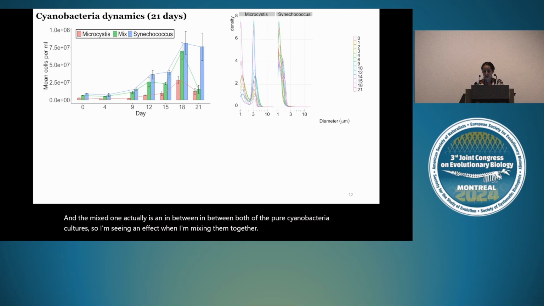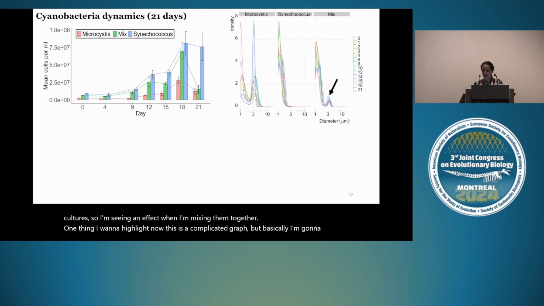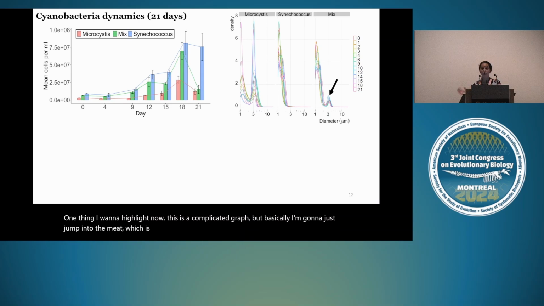One thing I want to highlight, and this is a complicated graph, but I'm just going to jump into the meat, which is that I can tell them apart by size. Synechococcus is really, really, really small, whereas Microcystis is actually bigger.